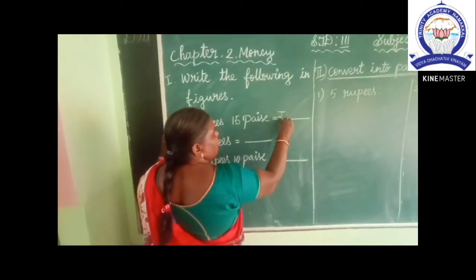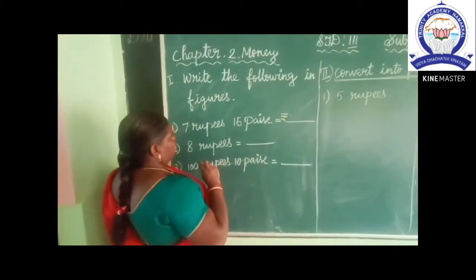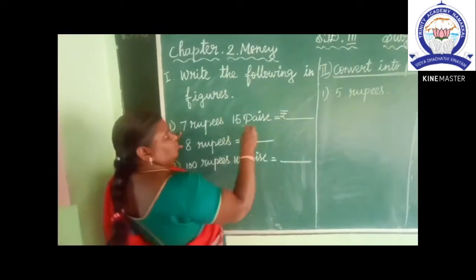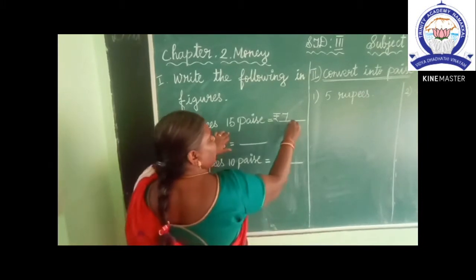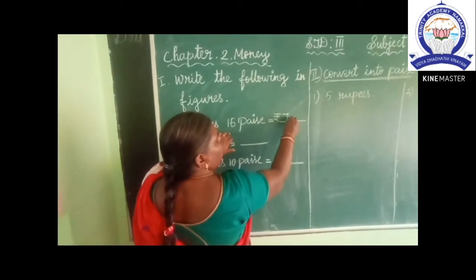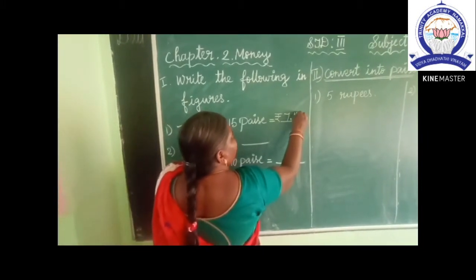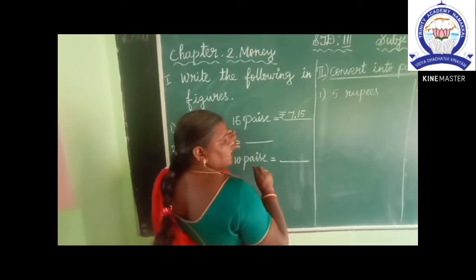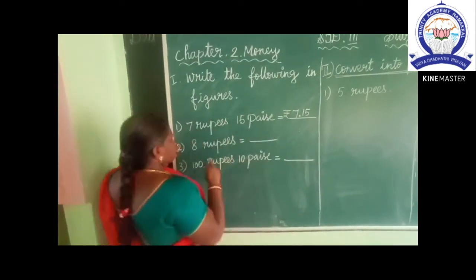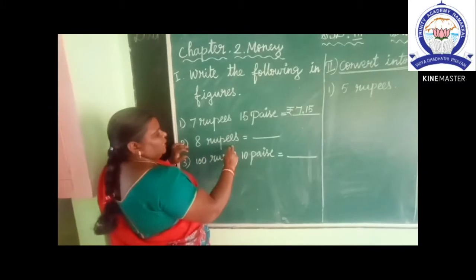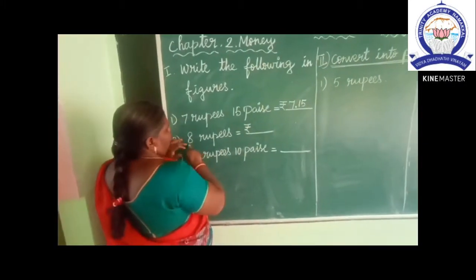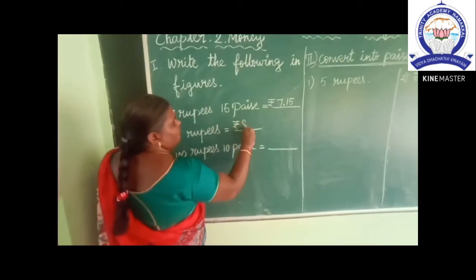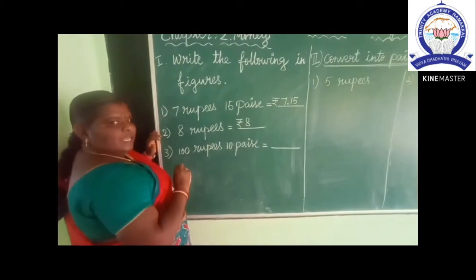First you write the rupees symbol. How many rupees? 7 rupees. So you write 7. How many paise? 15 paise. So you put dot and write 15. Is it clear? Okay. Second one, 8 rupees. First you write rupees symbol. Then you write 8. Is it clear?